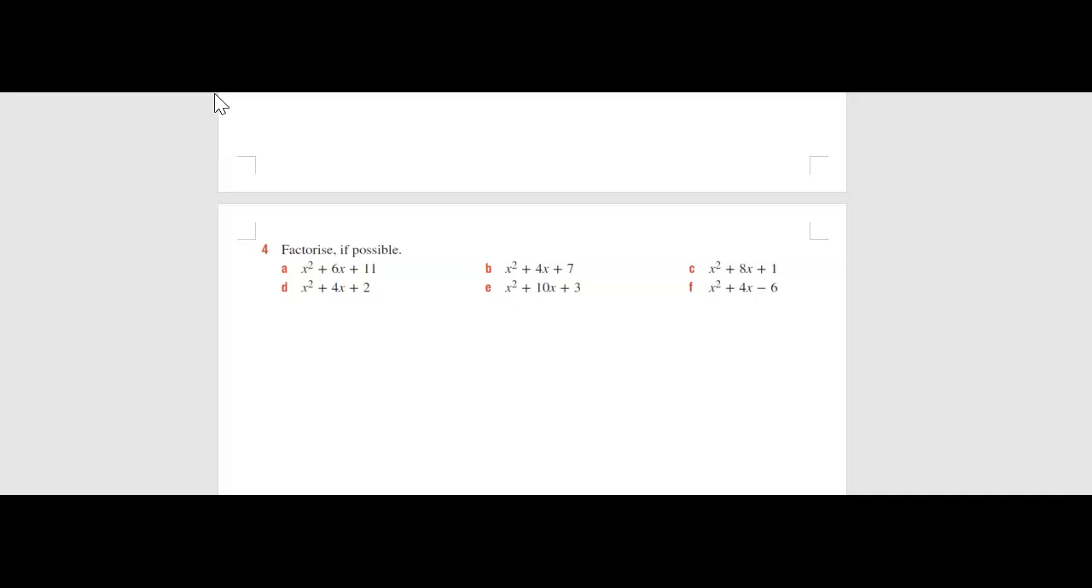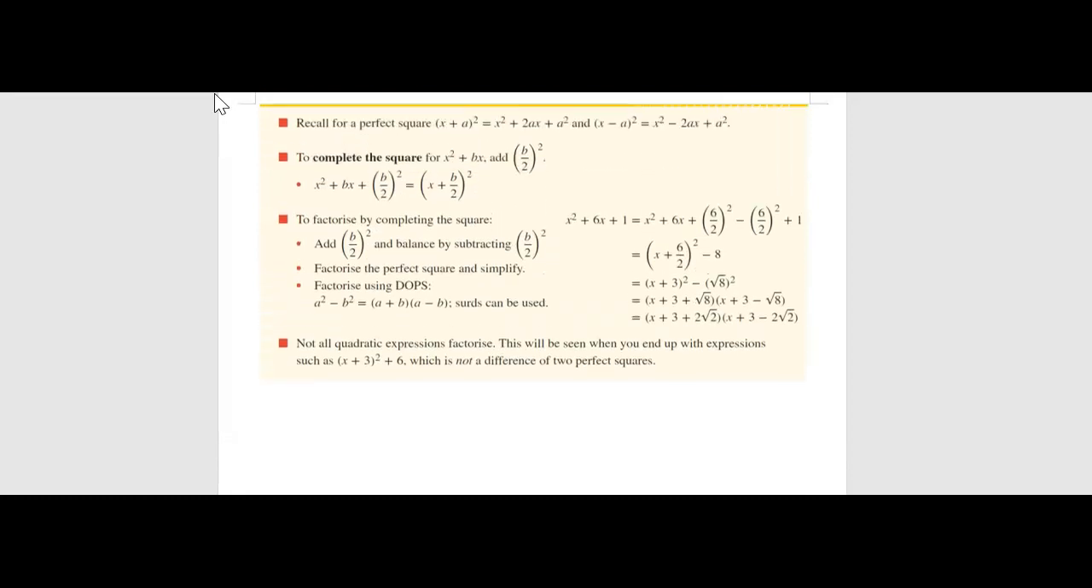So first of all, if you get a monic quadratic, just remember you might not always be able to factorize it using the method of finding two numbers that multiply to give you 11 and add to give you 6. So you can complete the square. Or you can use the quadratic formula as well, which I've mentioned to you before, but I haven't yet shown you. There's a bit of theory here.